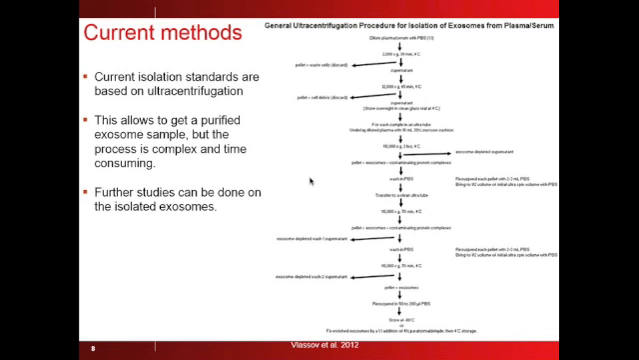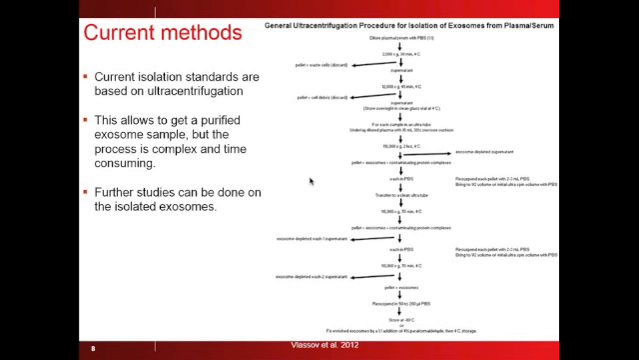So this method works. It allows you to get a purified sample of your exosomes, but it's complex and also time consuming. Some things have been done using this purification method, but we want to move away from this so that the test can be done faster and in an easier manner, so that people can use it in certain labs without the need of complex and expensive machinery, right?